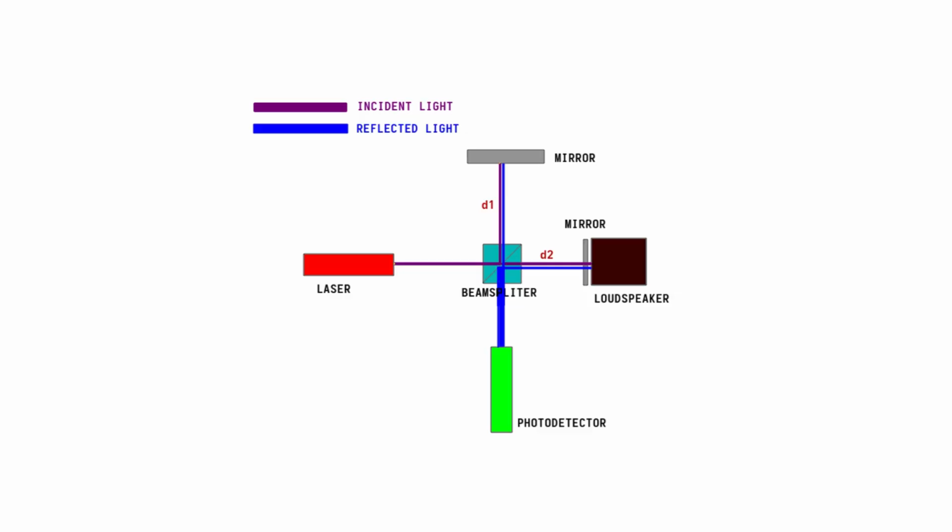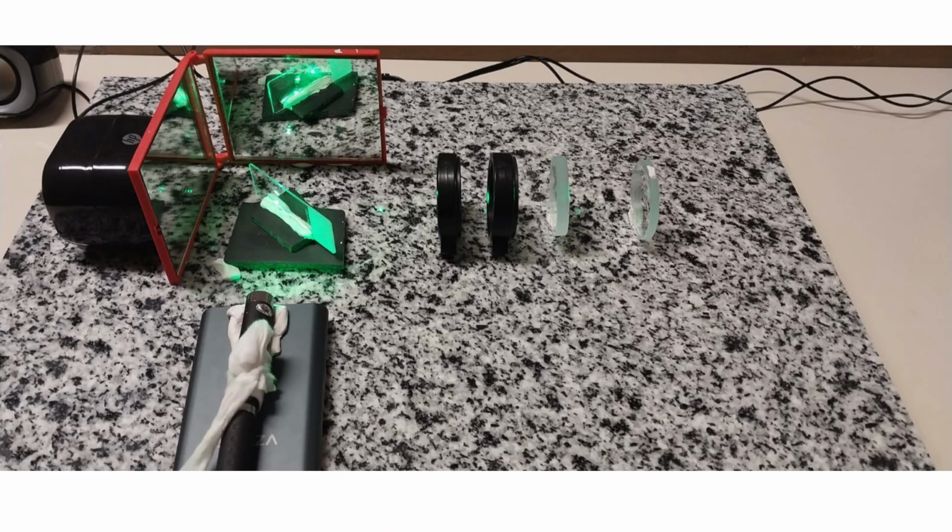What you are seeing on the screen is a demonstration of the setup consisting of a laser, beam splitter, loudspeaker, two mirrors, and a photodetector. As you can see, the loudspeaker is placed at the back of one of the mirrors. And this is the actual setup. As you can see, we used a microscope slide as a beam splitter.